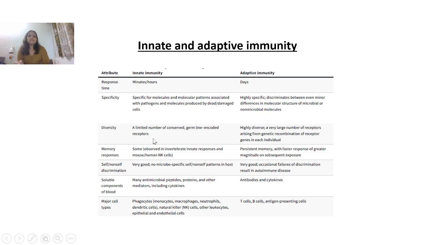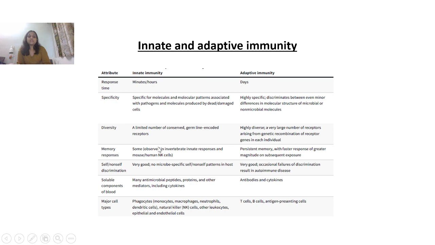In diversity also, innate immunity is already germline encoded, meaning it is present from birth. We cannot change that after our birth. But in the case of adaptive immunity, it is very diverse. It can generate a number of receptors by genetic recombination of the genes. So, by permutation and combination, it can generate a large number of receptors. It is not inborn, so with different types of pathogens, it can act differently.